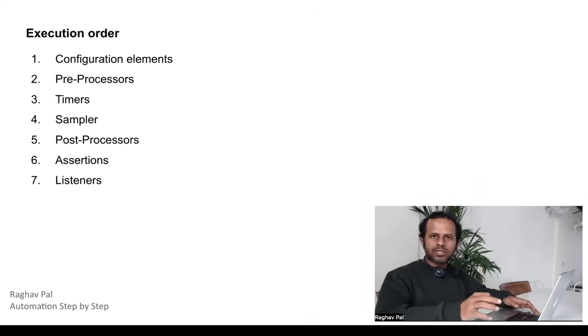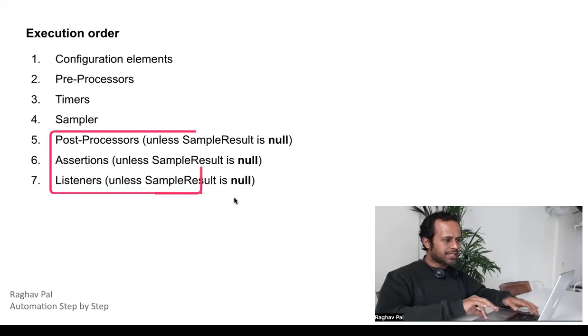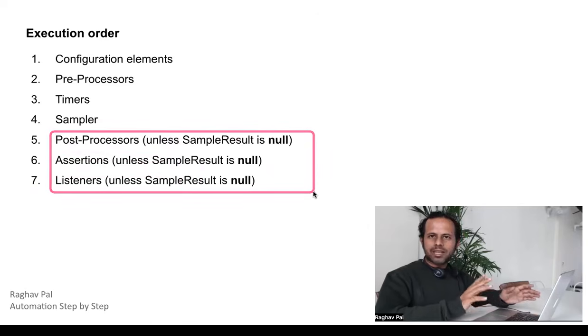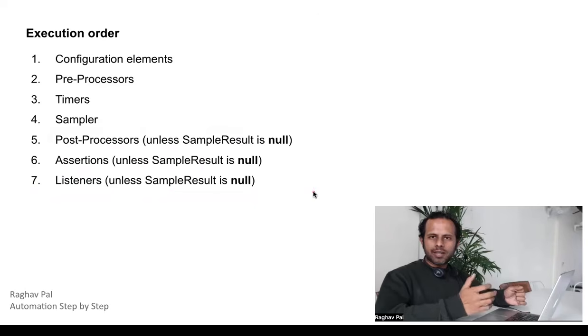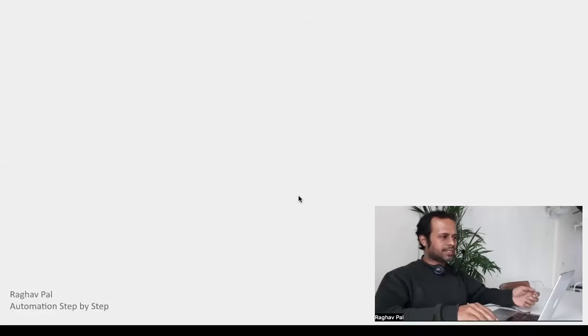Then the actual sampler request, whatever sampler request you have added, HTTP request, LDAP, JDBC, they will be executed. And then after the actual request, it will execute the post processors, if you have added any, then the assertions to check the response and do the validations. And finally, the listeners. After checking the assertions and everything, you will get the results in listeners. And these three elements, post processors, assertions, and listeners, will be executed only when you have some sample results, because these work on the sample results. So this is the execution order.